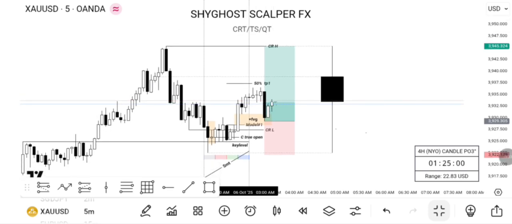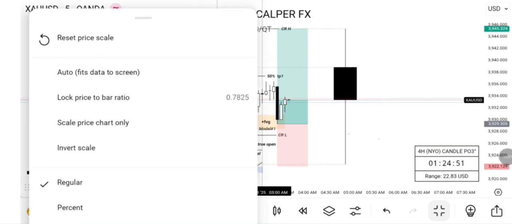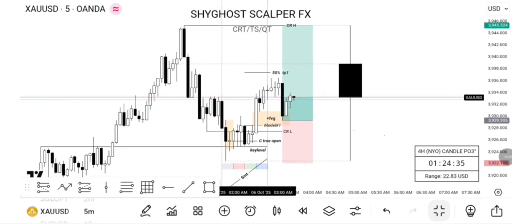This is how you're gonna do your analysis when you want to trade your H1 model. It doesn't matter if you use the 12 AM candle to trade your model or 1 AM, it's the same thing, it's just different times. So this is how you're gonna take your H1 model.